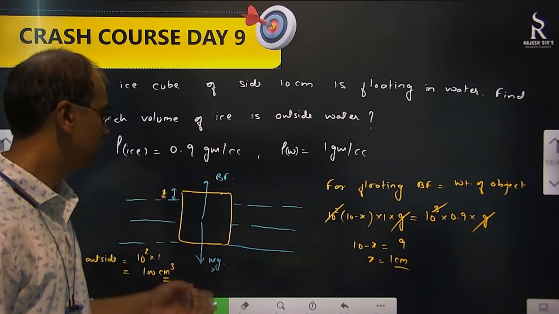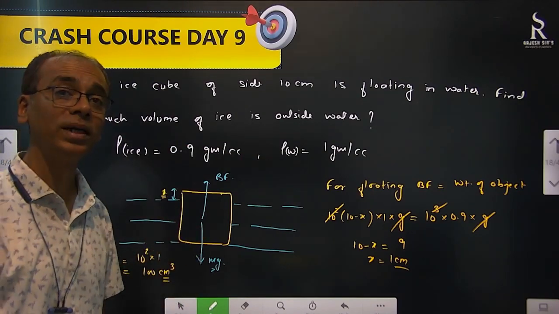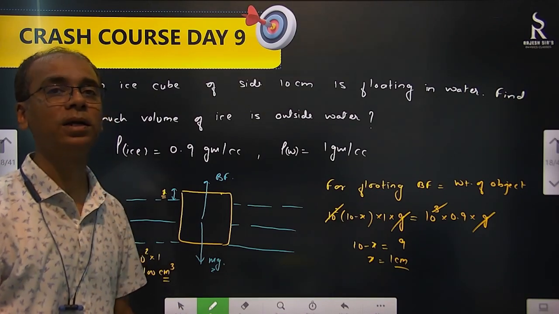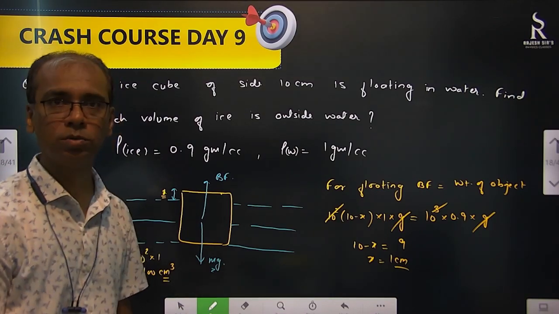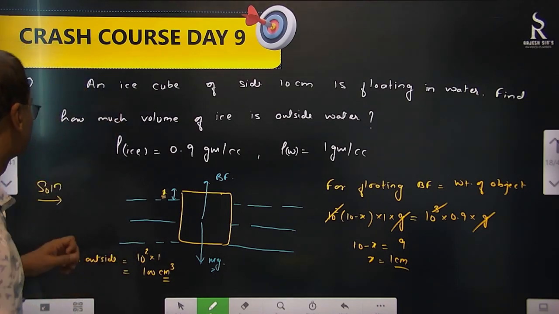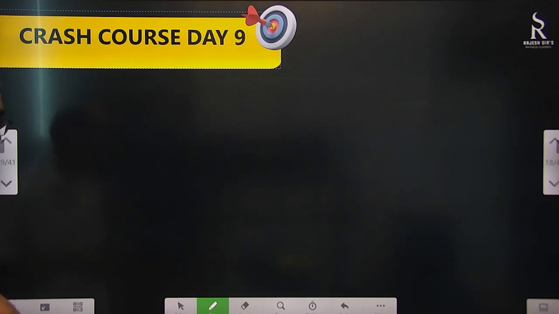Ratio he wants, 100 by 1000. 1 by 10 of the volume is outside. Percentage he wants, 1 by 10 into 100. 10% is outside. Getting it? So this way they can ask the question from us. Alright, what more can we do?